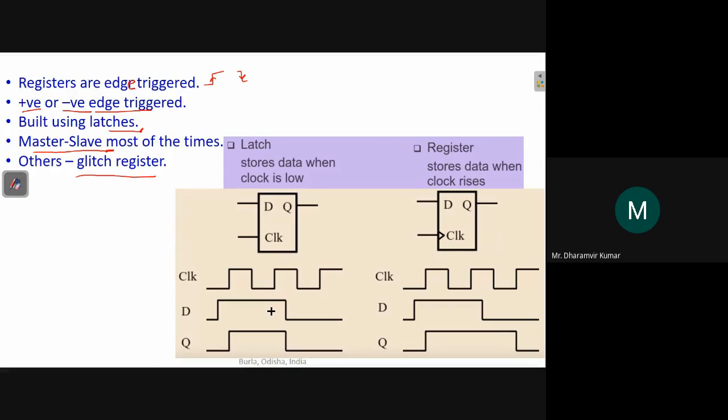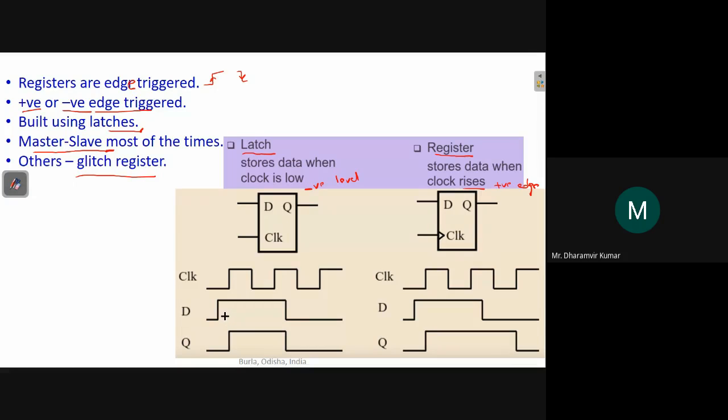So this diagram is showing the difference between the latch operation and the register operation. So latch stores data when clock is low, let's say, and it stores data when clock rises. So this is a rising edge, positive edge register, and this is storing data when clock is low. So this is a negative level latch.